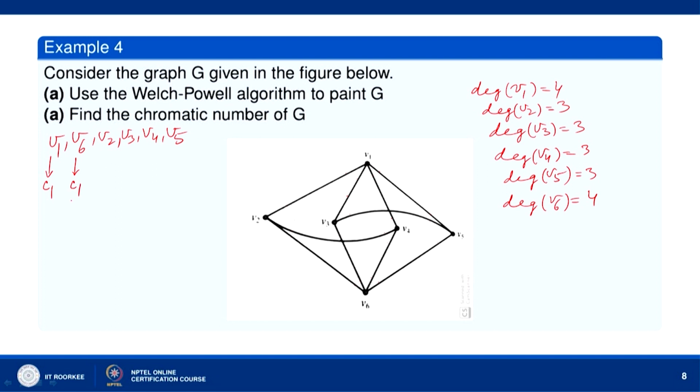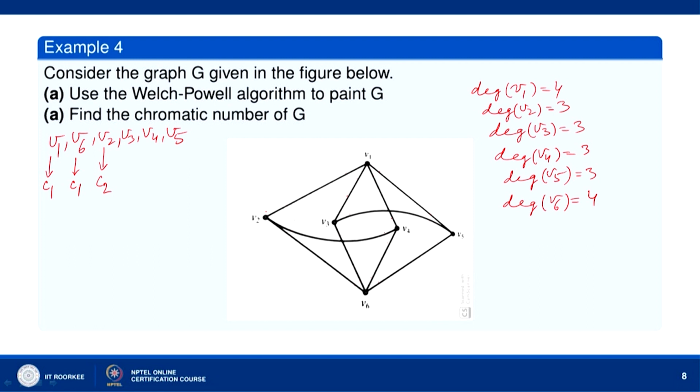Then B2 is adjacent to B1. So, we leave this. B3 is also adjacent to B1, so leave this. B4 is adjacent to B1, so leave it. B5 is adjacent to B1, so leave it. So, B1 and B6 are painted with C1 color. Now, we go to B2 and paint it with C2 color, and then B2 is here.